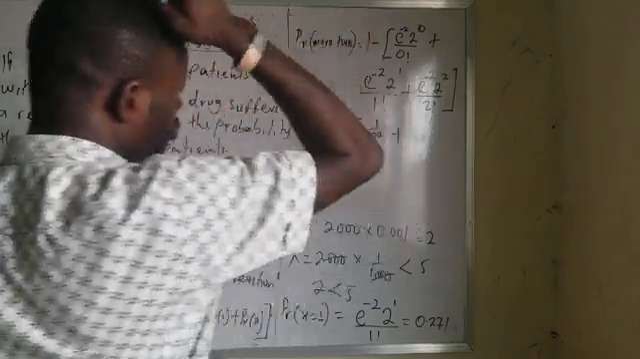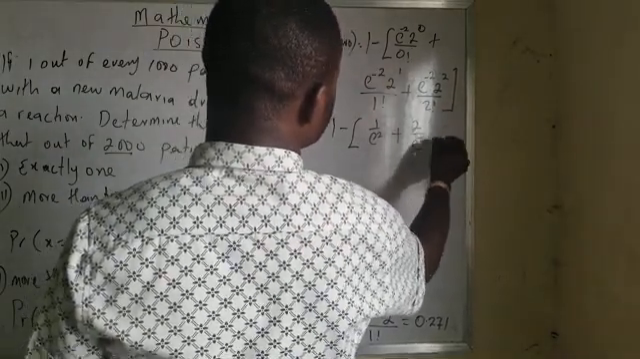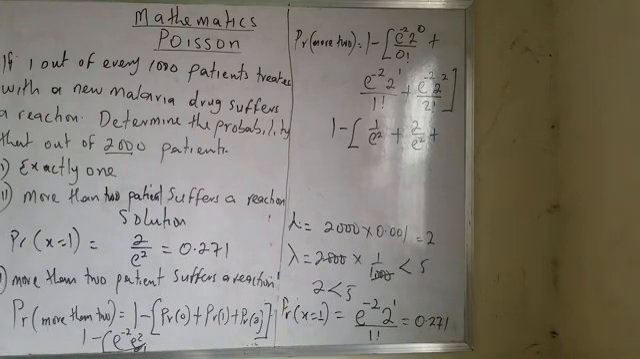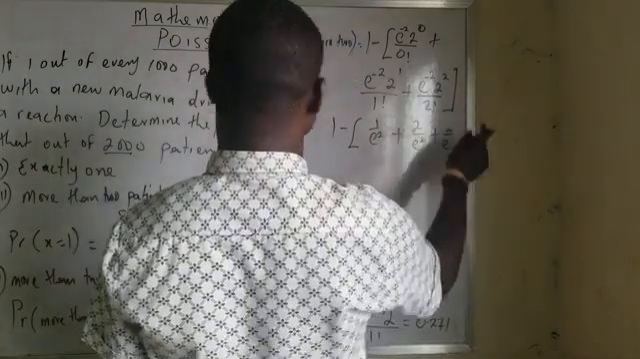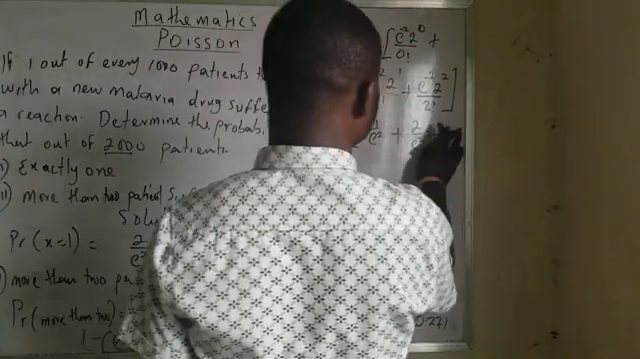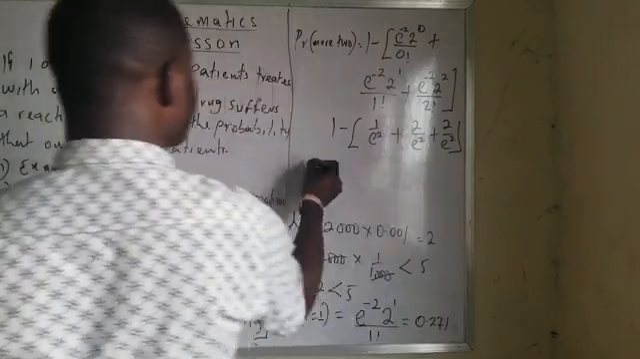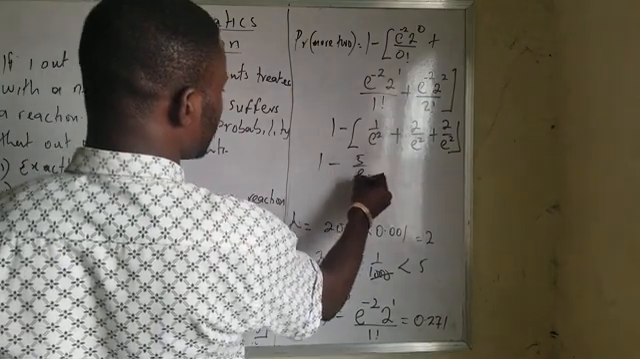4. That'll be 2 all over e raised to power 2 plus, now I'll be having 4 all over e raised to power 2. The 2 will cancel 2, and the remaining is 2 all over. Now I will be having 1 minus everything, which I'll be having 5 all over e raised to power 5.